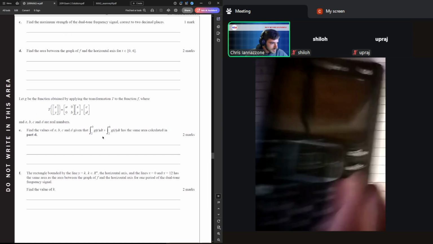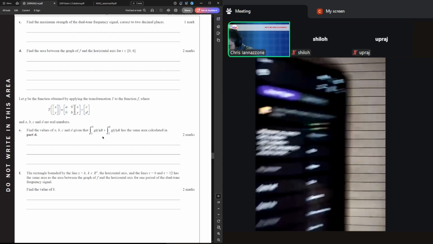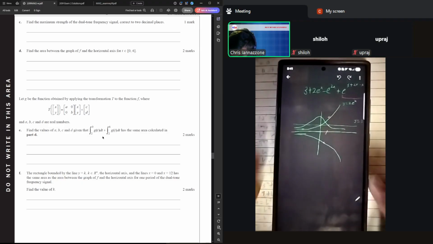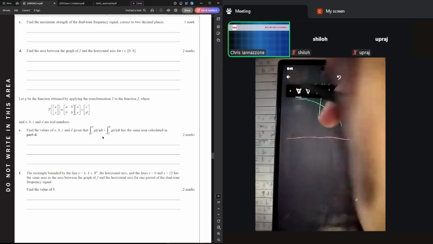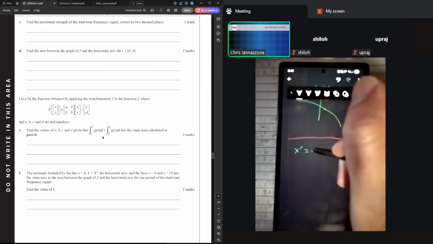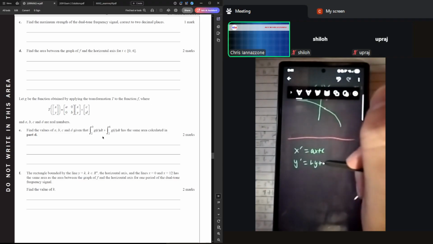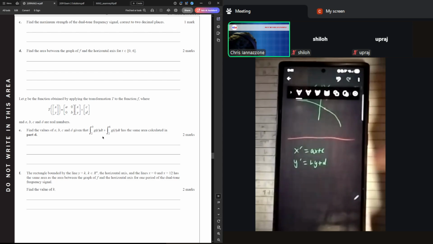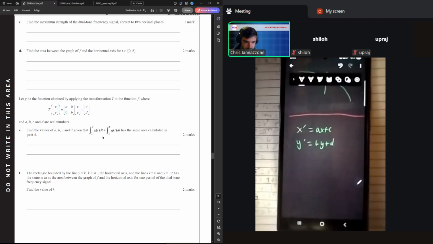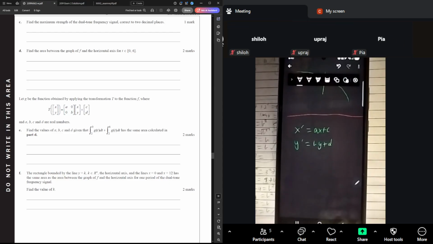Okay, for this one, I'll need to give you something to work off. So let me give you the x dash, y dash equivalents there. That one there means we have x dash is ax plus c, and y dash is, I'm assuming, by plus d. Yeah, that's good. Those are the transformations that matrix is describing.